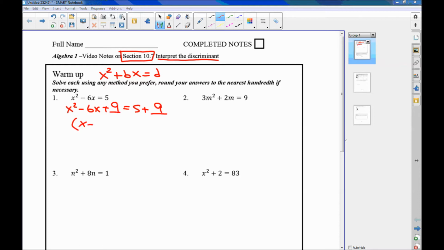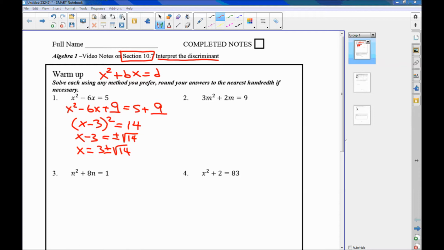So this will factor into (x minus 3) squared on the left side, and on the right side, we just add up the 5 and 9 to make 14. Okay. So to get rid of the squared on that binomial, we can square root both sides. And remember, when you square root, you get 2 answers, plus or minus the principal square root of 14. Okay. All right, and then we add 3. So x is equal to 3 plus or minus root 14.